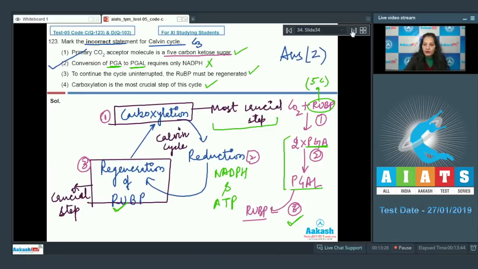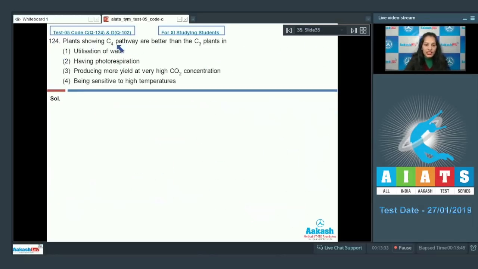Let's move on to the next question. Question number 124. Plants showing C4 pathway are better than the C3 plants in: first option, utilization of water; second, having photorespiration; third, producing more yield at a very high CO2 concentration; fourth, being sensitive to high temperatures. How are C4 plants better than the C3 plants? Having photorespiration? No, C4 plants lack photorespiration. So this option is ruled out.